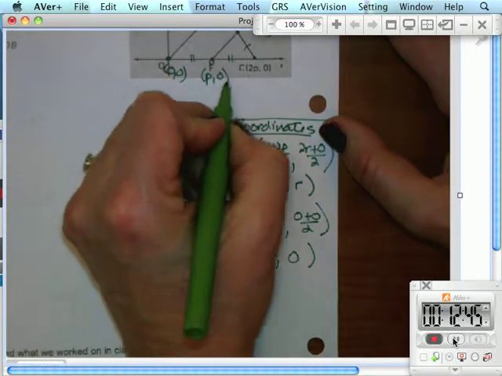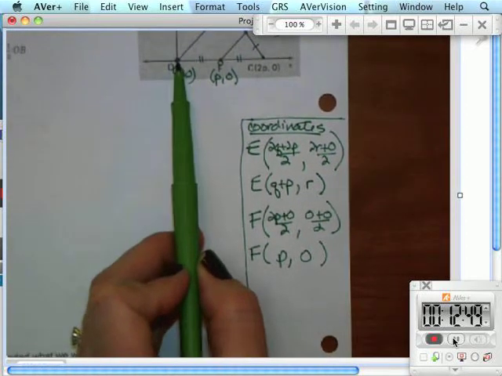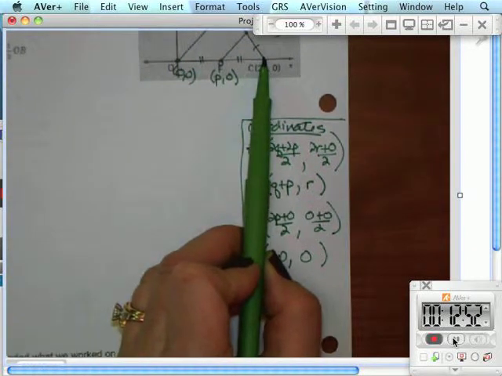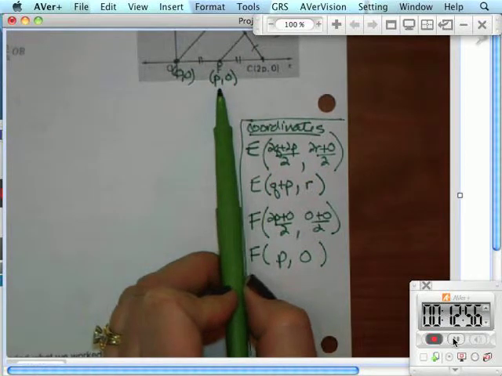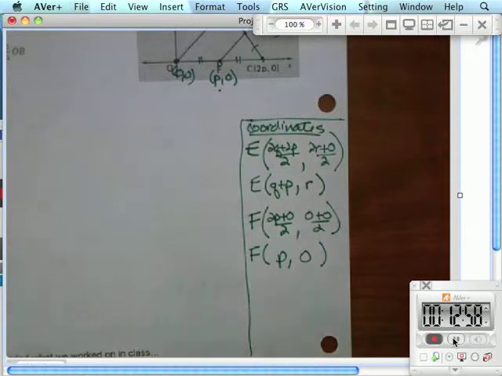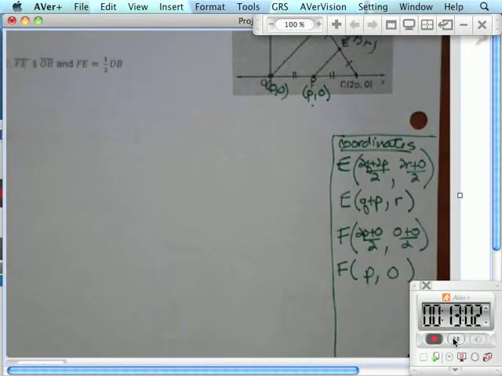Now, some of you could just say, well, I know from here to here is 2P. The midpoint must have been just P, 1P. See? But it's good to see the midpoint formula used there. So now we know those 2 points. Let's now start our proof.